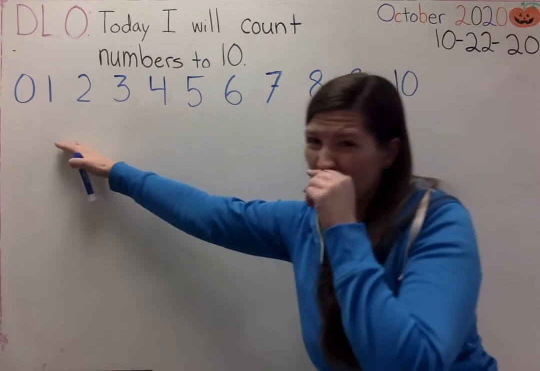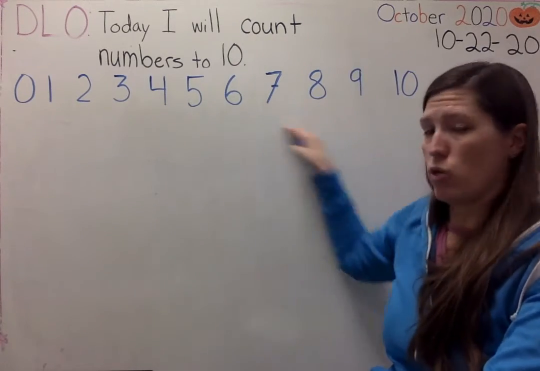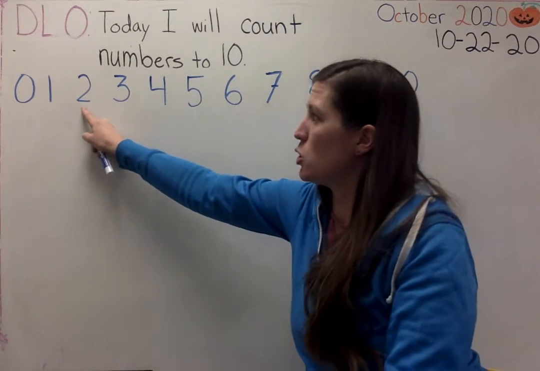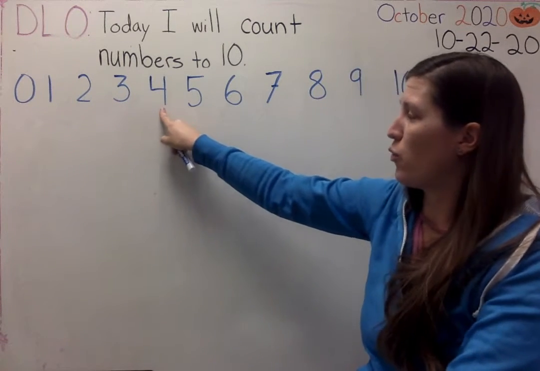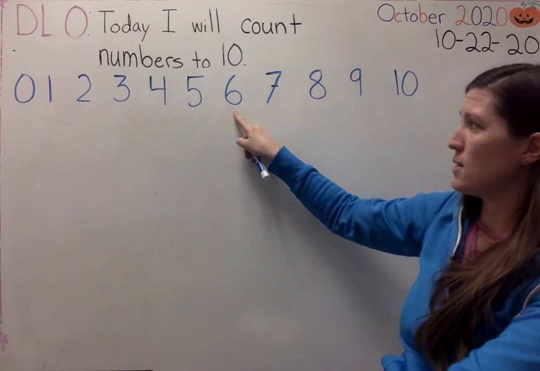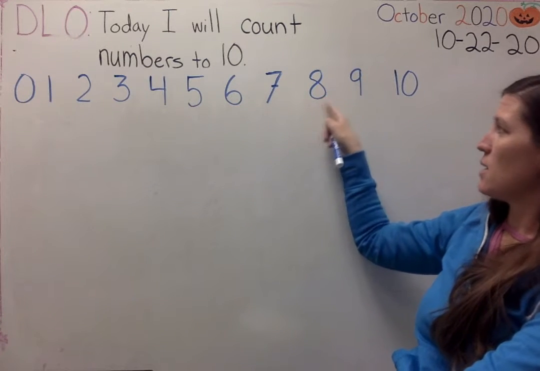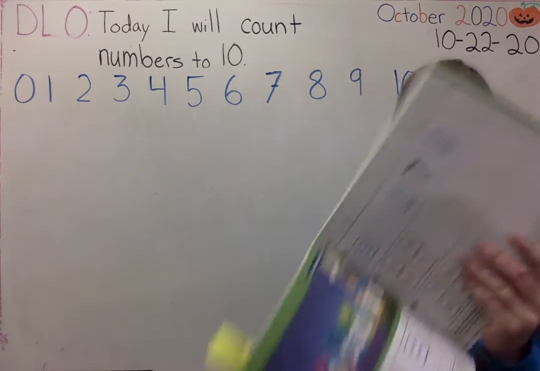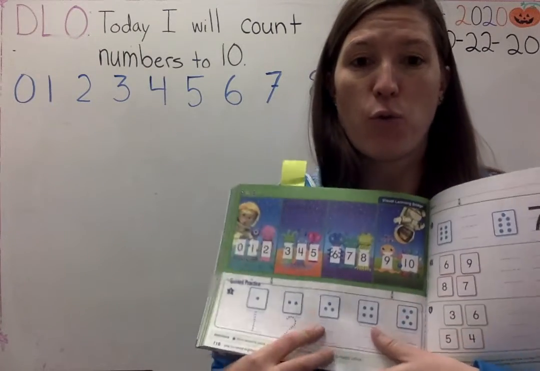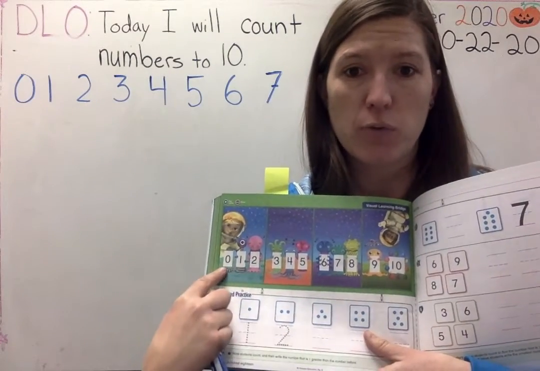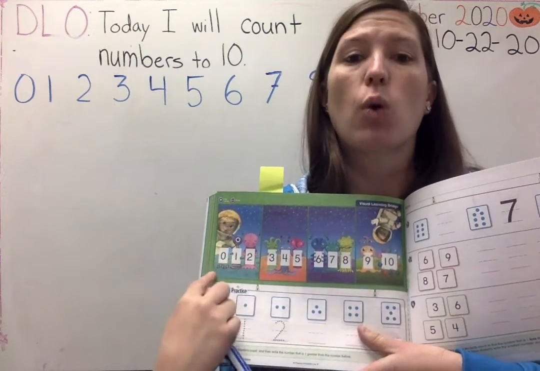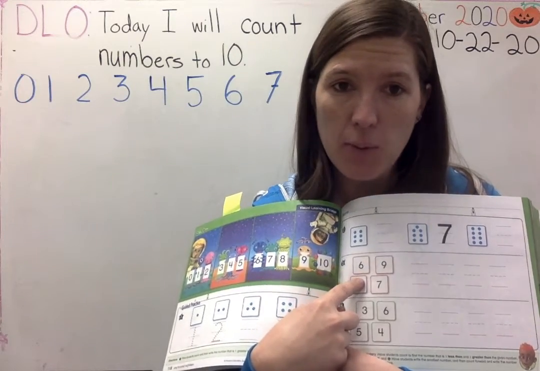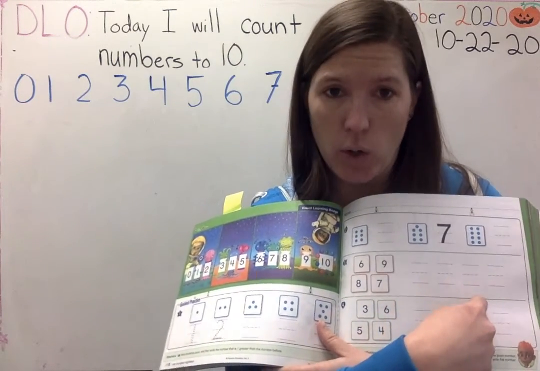So what I wrote up here is a number line. So in a straight line, I wrote the numbers that we've learned. 0, 1, 2, 3, 4, 5, 6, 7, 8, 9, 10. In your book on page 118, there is a number line for you with the little aliens, starting from 0 going to 10. You're going to use this today because you're going to have numbers that are jumbled up and you need to write them in order.